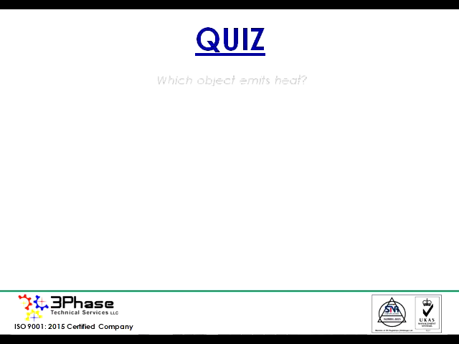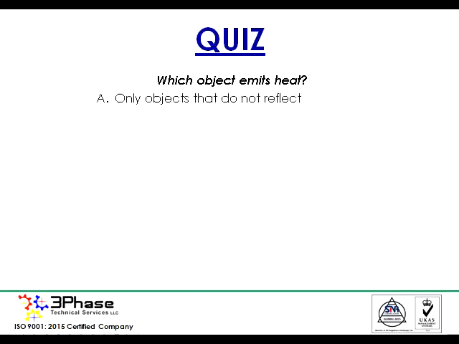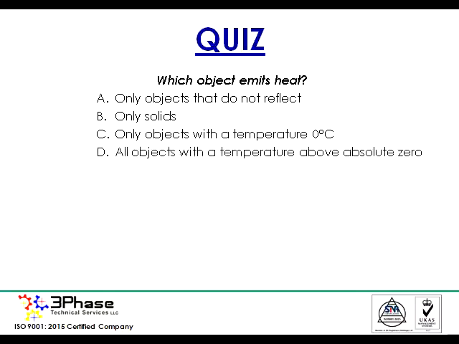Here's another question. Which object emits heat? A. Only objects that do not reflect. B. Only solids. C. Only objects with a temperature of 0 degrees Celsius. D. All objects with a temperature above absolute zero.